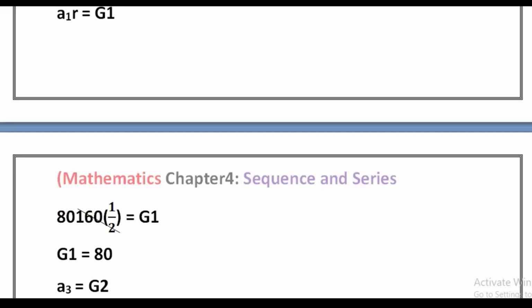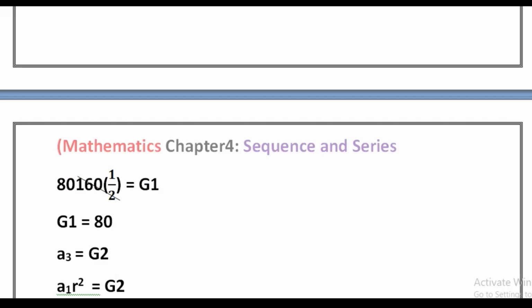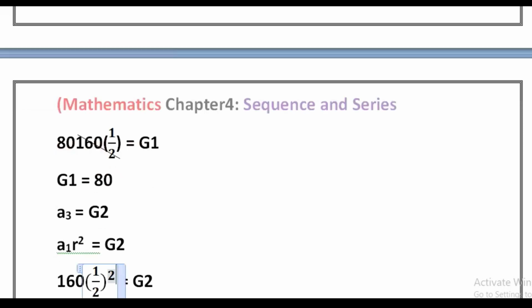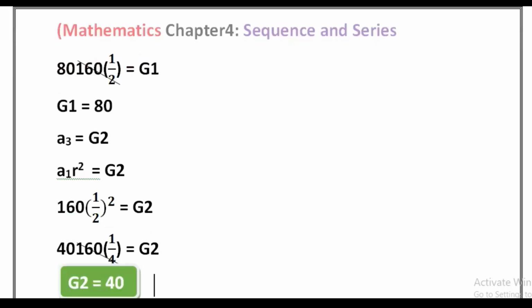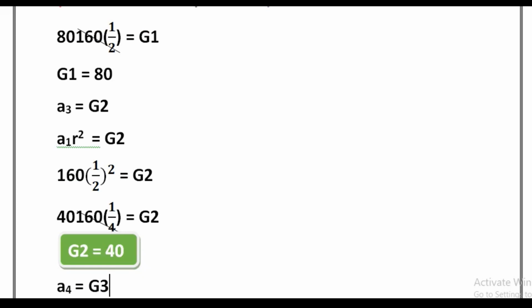Next, third term A3 is equal to G2. A3 can also be written in geometric sequence, A1 r square is equal to G2. So value of A1 is 160, value of r is (1 divided by 2) whole square, equal to G2. So 160 into (1 divided by 2) whole square can also be written in the form of 1 divided by 4. 40 times 4 is 160, equal to G2. So G2 is equal to 40.